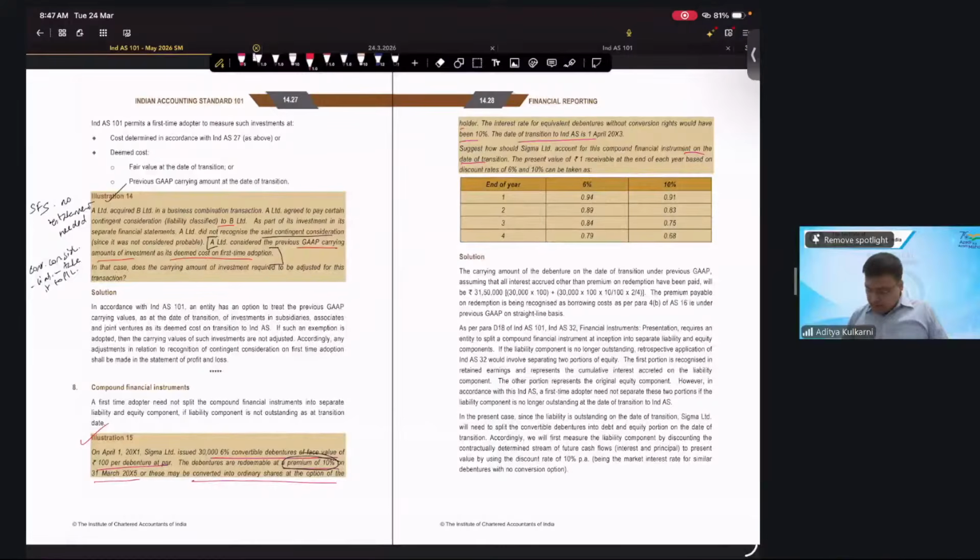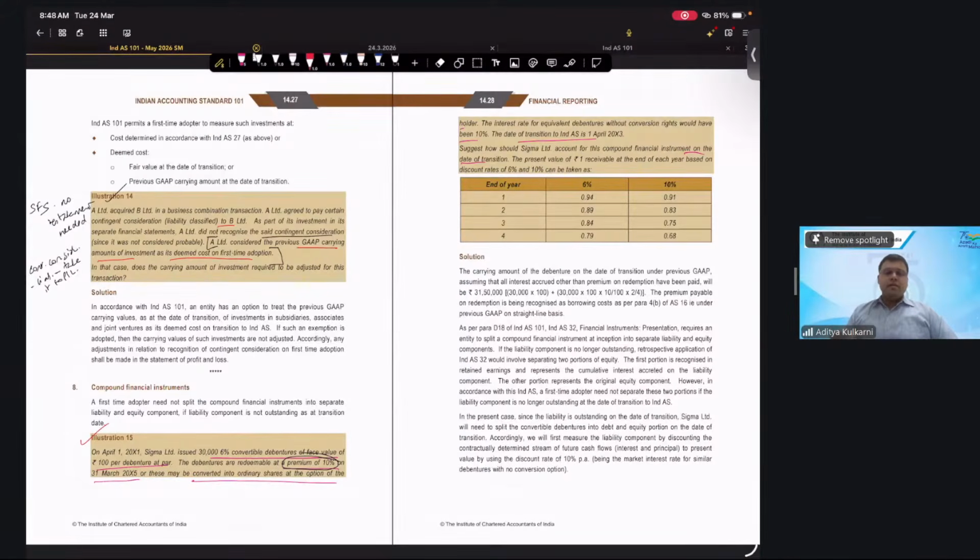Yes, sir. Issued at a premium of 10% after 4 years, 20x1 till 20x5. So 2, 3, 4, 5. So 4 years, and you are at the end of 2 years. So 3 lakh premium. After 2 years, it will be worth 1 lakh 50. So under AS, you would have taken it as 1 lakh 50, 75,000 per year. You would have recognized the interest cost.